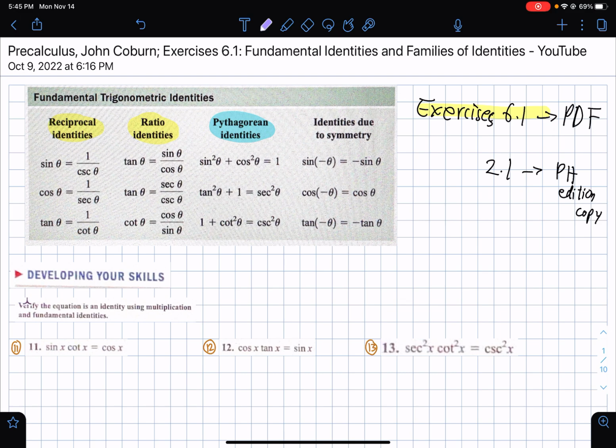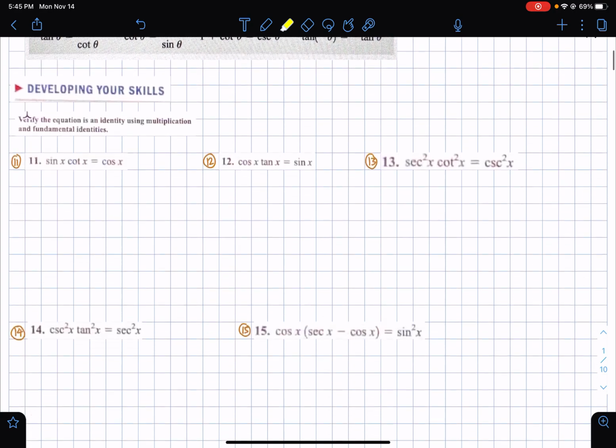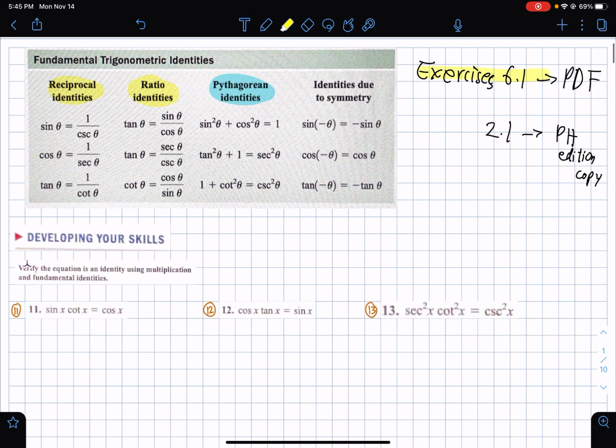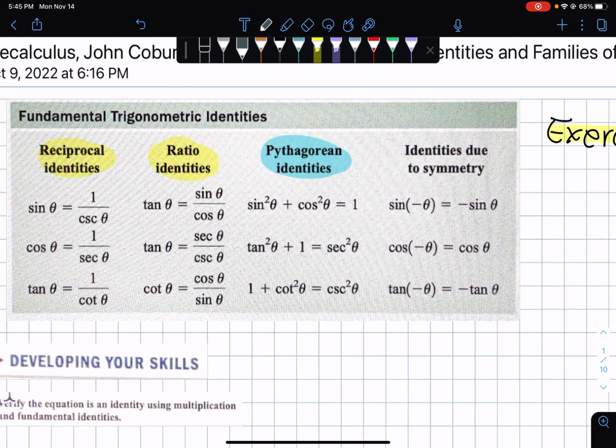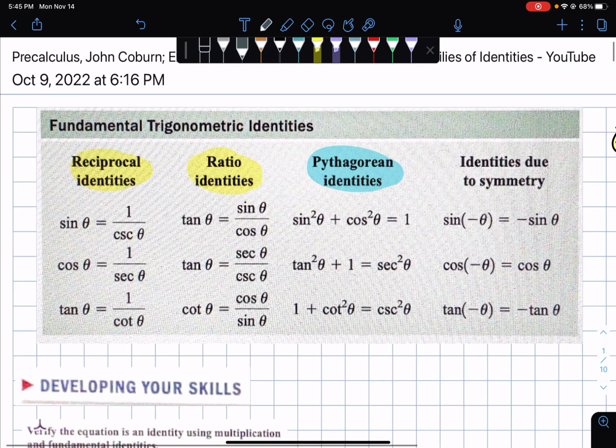So the lesson is all about the fundamental identities and the families of identities. So you might want to take note of this. Let's start with number 11. Wait. Let's have a brief discussion about these identities.